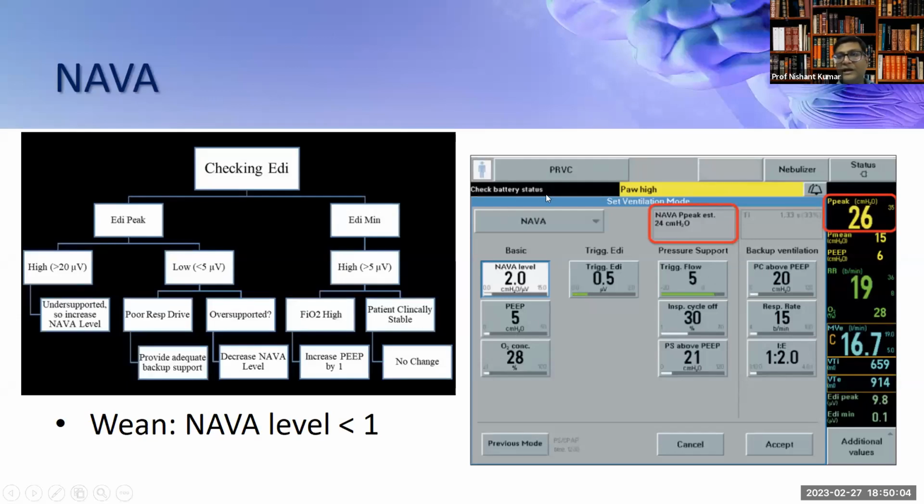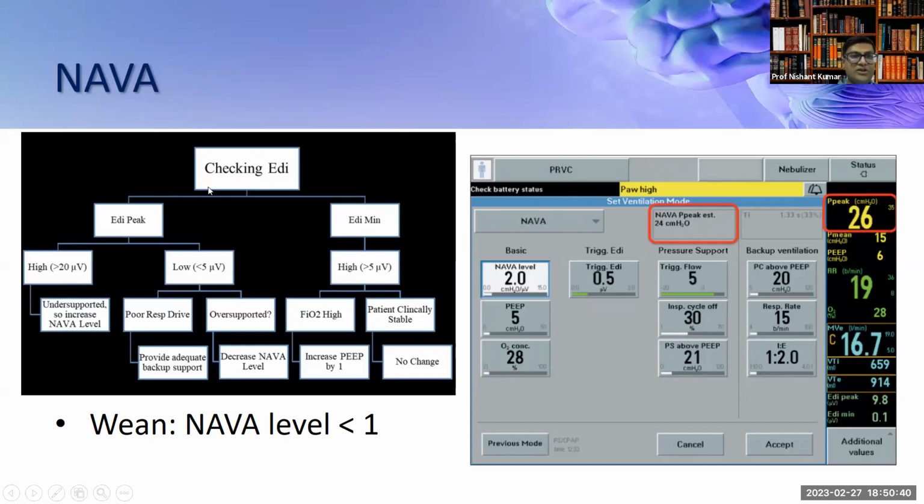So how does it work? Earlier the mode was PRVC. P peak was 26, and we set the limits, RR and minute ventilation. We start with a basic NAVA level of 2 centimeters, PEEP of 5, oxygen concentration as per this, and trigger EDI. Trigger EDI is kept at the minimum. Then pressure support: at what percent do we cycle off the inspiration, and how much pressure support above PEEP is to be given?